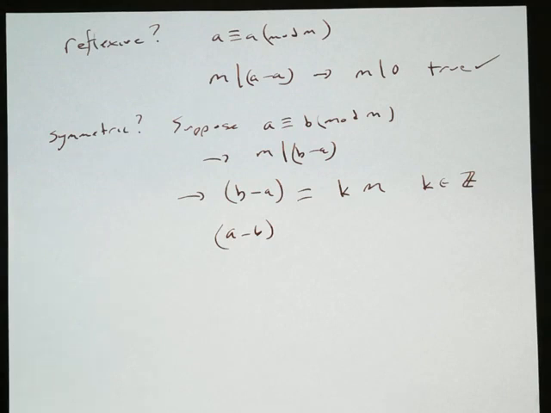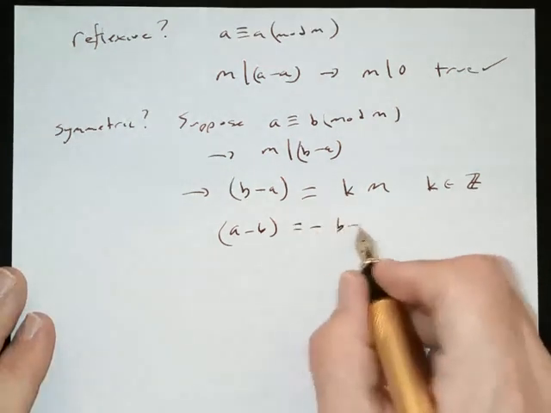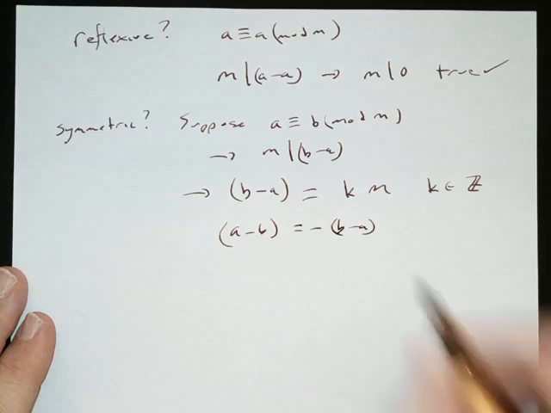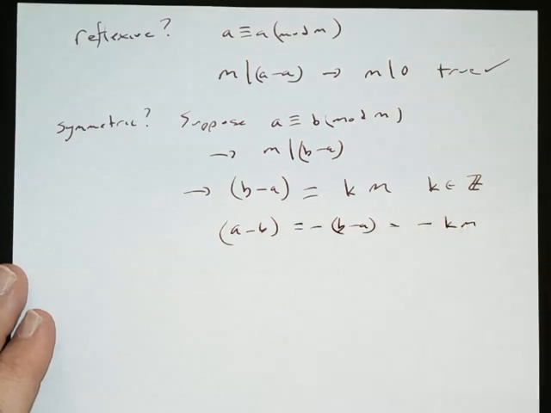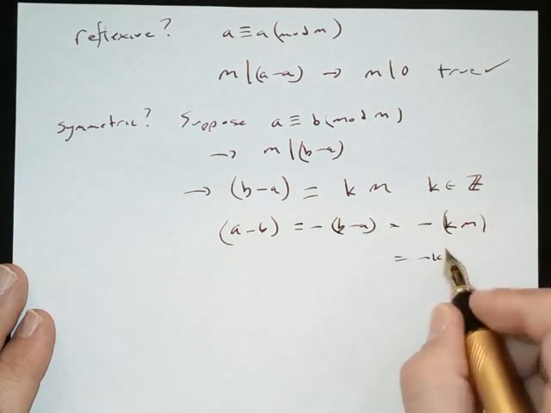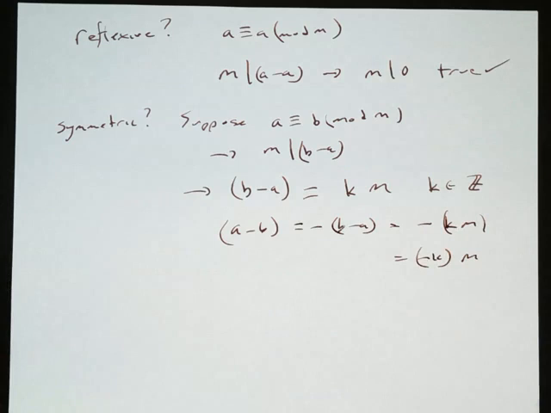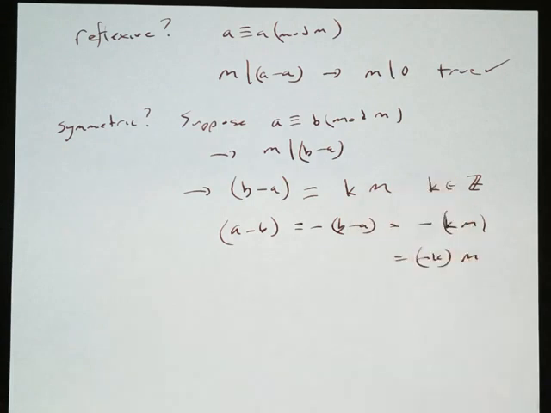Say that again. It's negative. It's the negative of b minus a. And that means it's negative km. Well, let's put the parentheses in a different place. That's integer times m, isn't it? K was an integer, so negative k is also an integer.